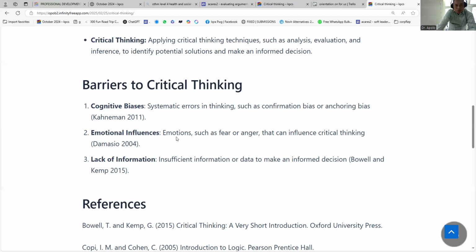In emotional influence, emotions such as fear or anger can influence critical thinking. So for example, when you're angry, when you're sad, when you're in love, these are all emotions. So it affects judgment. And then lack of information is another barrier to critical thinking.